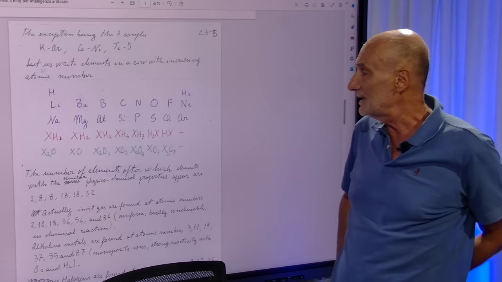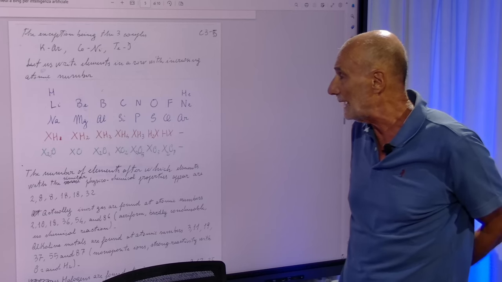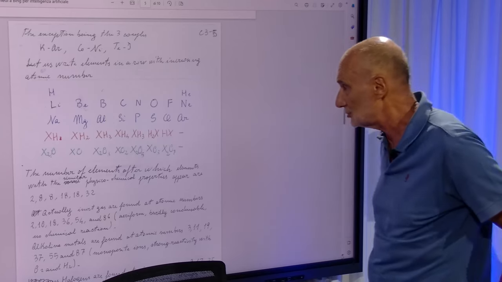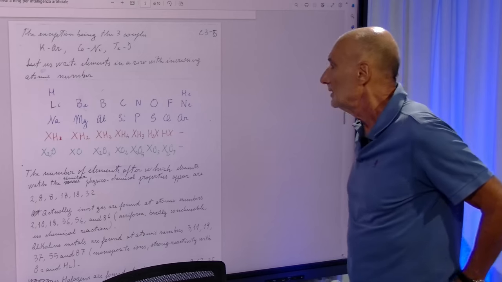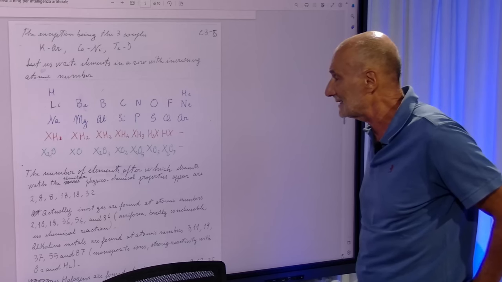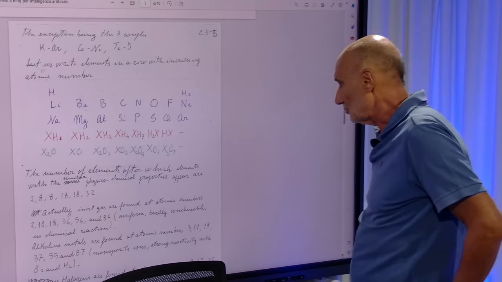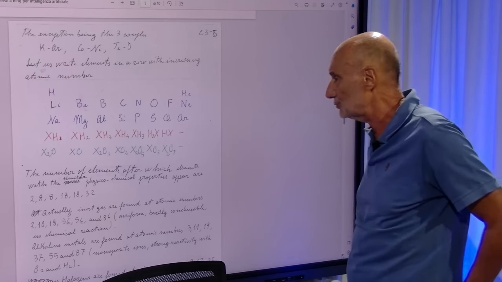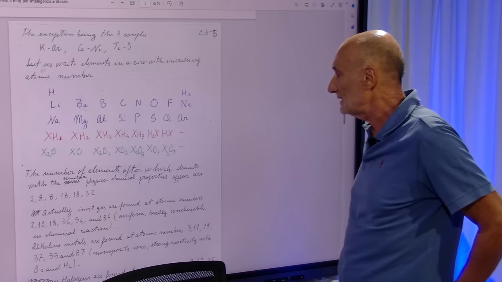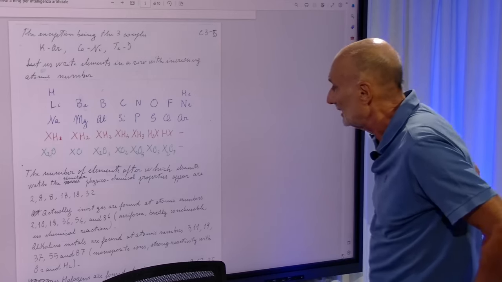Whereas beryllium and magnesium form compounds with hydrogen that exhibit the formula XH2, namely the combination ratio of this element with hydrogen is 1:2. Boron and aluminum form compounds with hydrogen that exhibit the formula XH3, namely the combination ratio is 1:3. Carbon and silicon form compounds with hydrogen that exhibit the formula XH4, namely the combination ratio is 1:4.